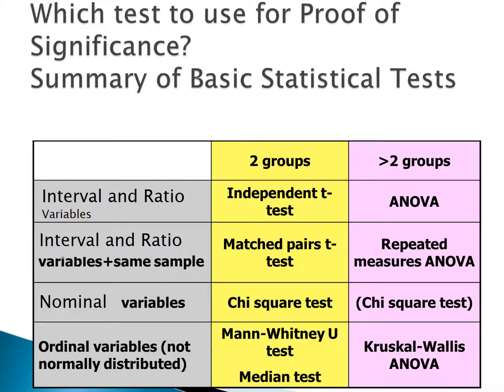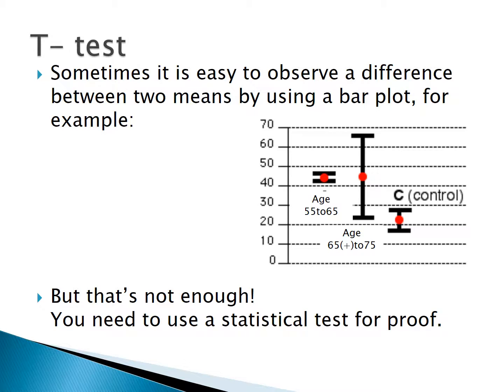So you don't just choose a test. The type of analysis you're doing will determine which test you can use, and you need to make sure that whatever test you're using is appropriate not only for the number of groups that you have, but also the quantity and the types of variables that you have.